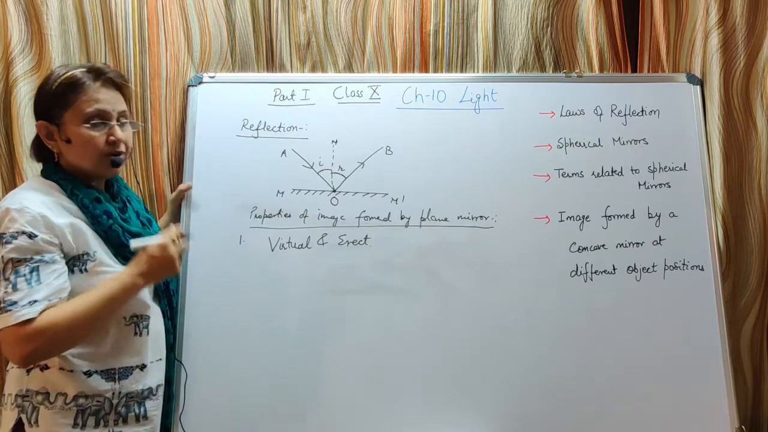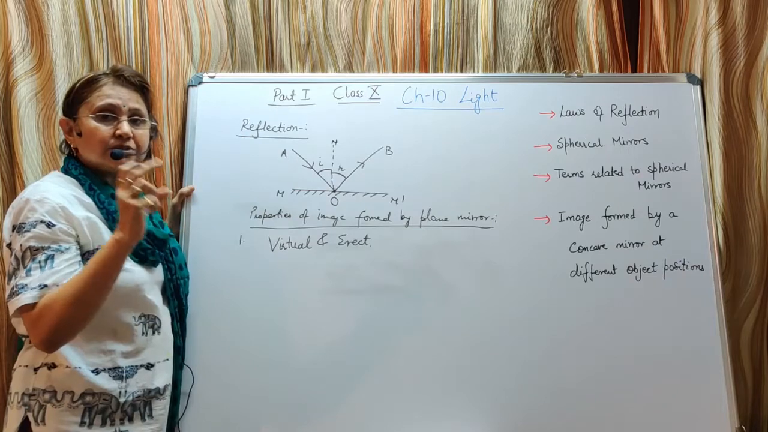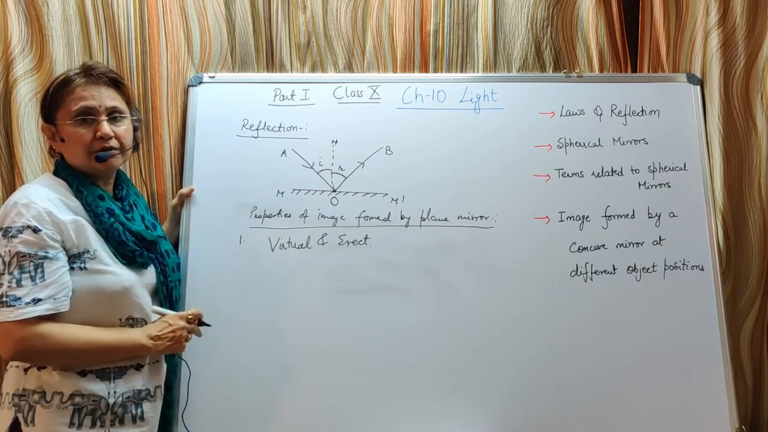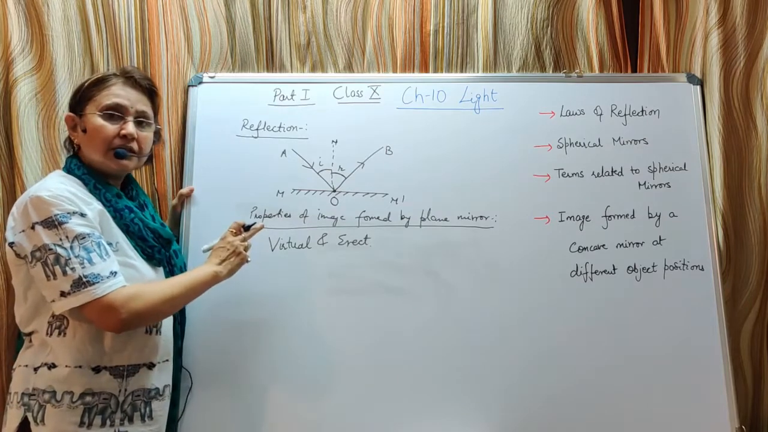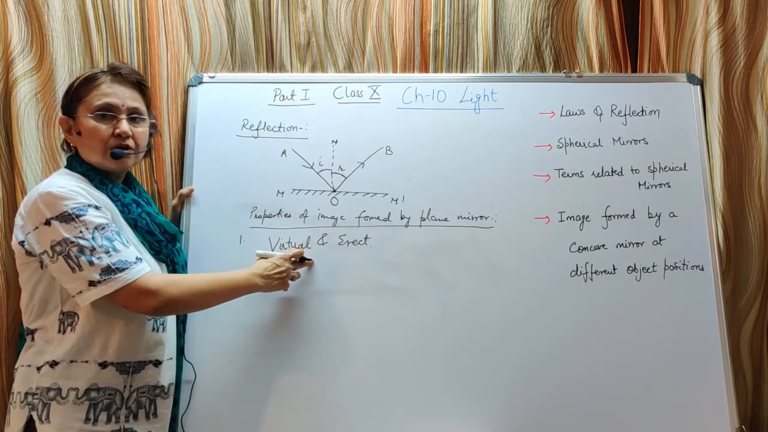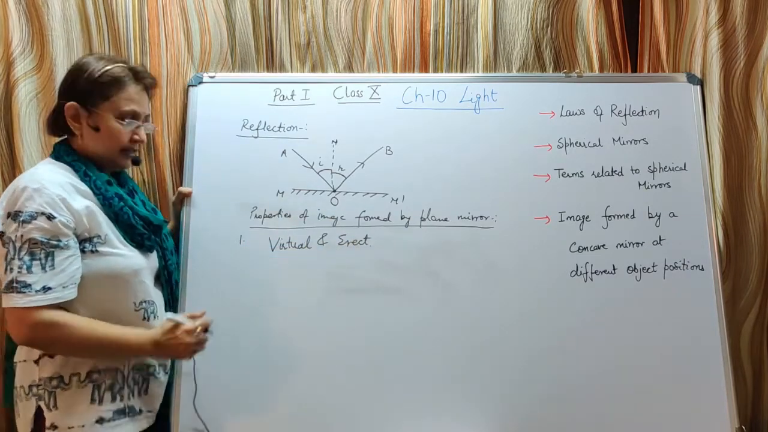Now what is a virtual image? It is an image in which the reflected rays do not actually meet. They appear to meet at a point. Such an image formed is called a virtual image, and virtual images are always erect.